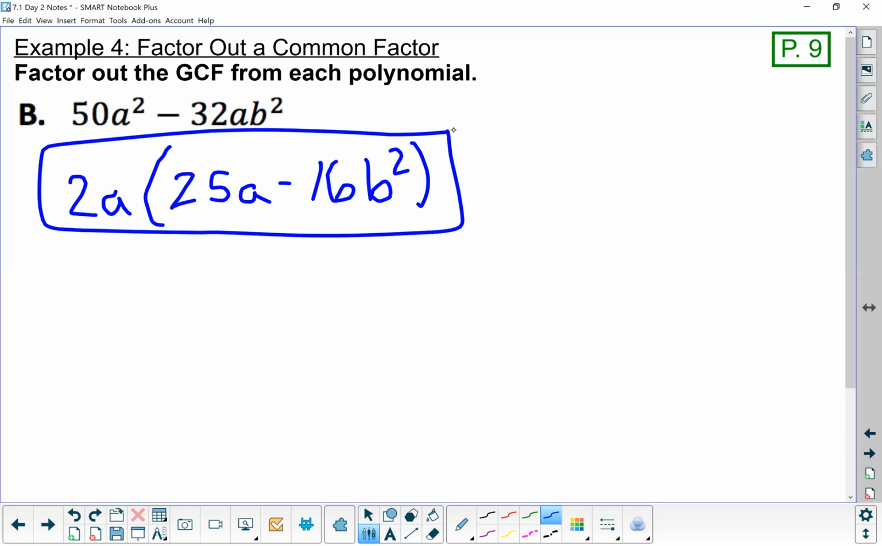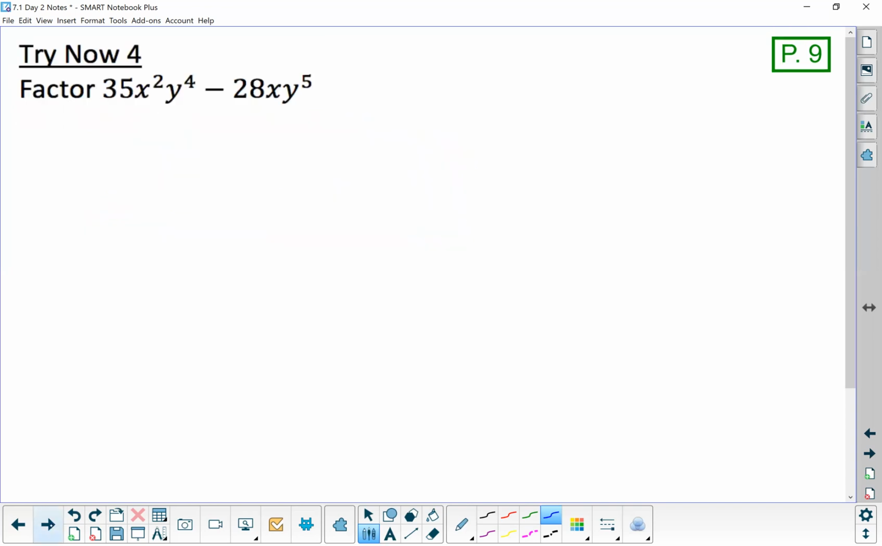All right, bottom of the page. There is this wonderful try now. Go ahead and see if you can factor out the GCF, or factor completely: 35 x squared y to the 4th minus 28 x y to the 5th.